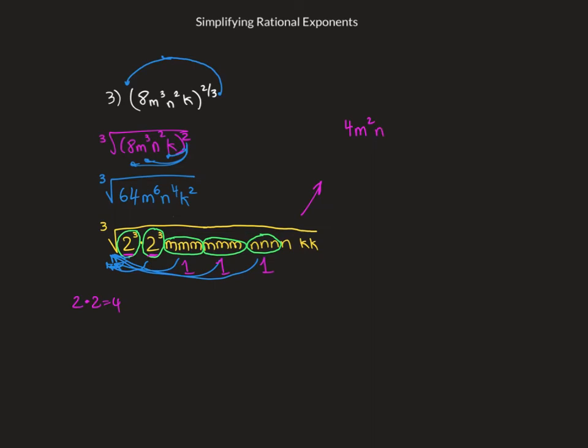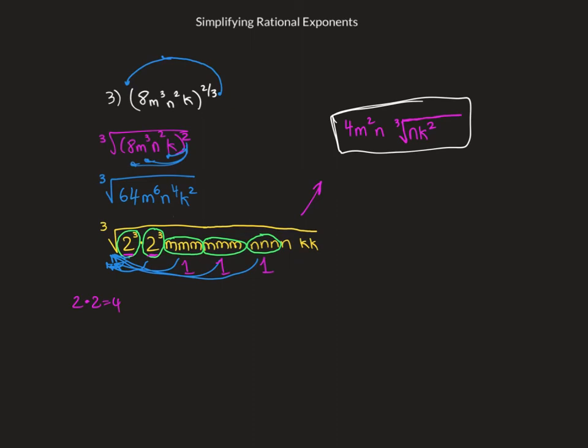Now there's nothing else here, so that means we can just do cube root of whatever we couldn't group. That would be a singular n, and then k squared. And that will be our final answer.